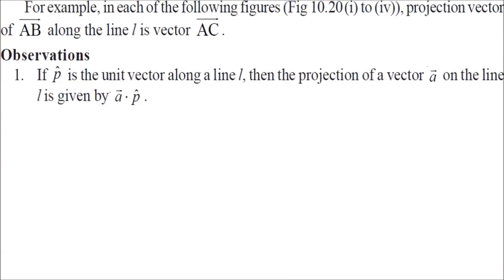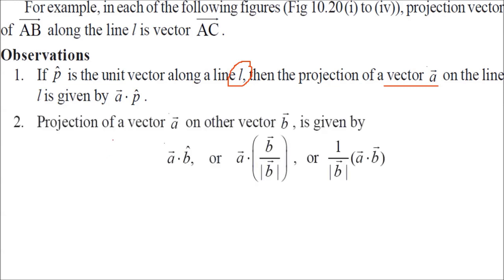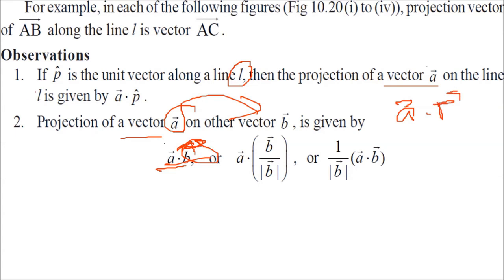So the observation here is that if P is the unit vector along the line L, then the projection of A on the line L is simply A dot P cap, and the projection of vector A on another vector B is given by A dot B cap. We just said that if P is the unit vector along a line, then the projection of vector A on that line is this, and P has to be a unit vector.